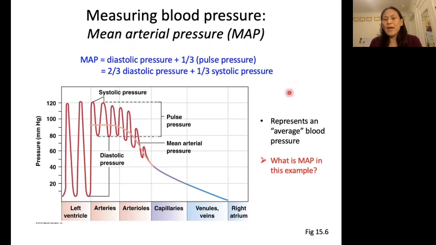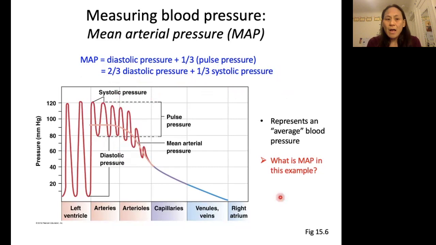And I just want to point out the reason it's not a simple arithmetic mean, the reason we don't just take systolic pressure and diastolic pressure and average those, is that we spend about 2/3 of the cardiac cycle in ventricular diastole, and about 1/3 in ventricular systole. And that's why we calculate MAP as 2/3 diastolic pressure plus 1/3 systolic pressure.